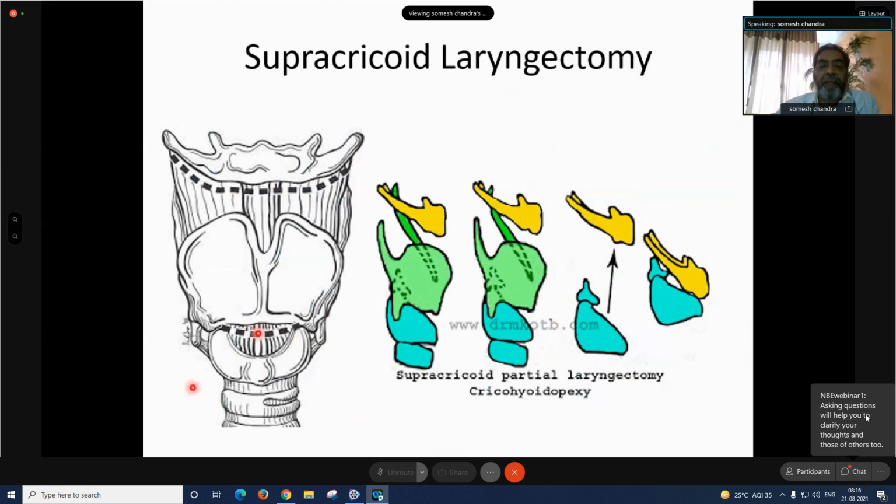Supracricoid laryngectomy. Supracricoid, which means again we are sparing the cricoid. So in this, the cut is made under the hyoid and above the cricoid, and you remove the entire thyroid cartilage and everything in between except the arytenoid and the cricoid. So preserving the cricoid and arytenoid again is the key, and then you have to bridge the gap between the base of tongue hyoid complex and the remnant larynx. That will take care of the swallowing.